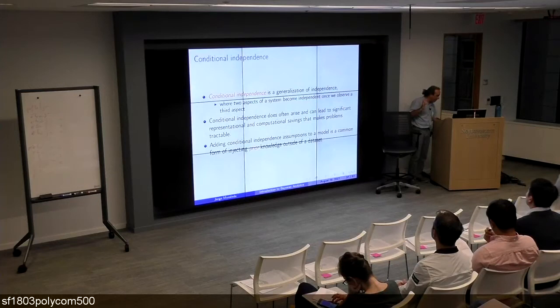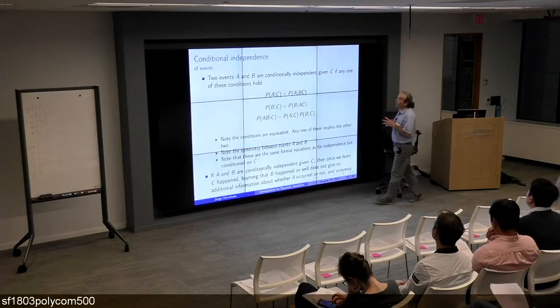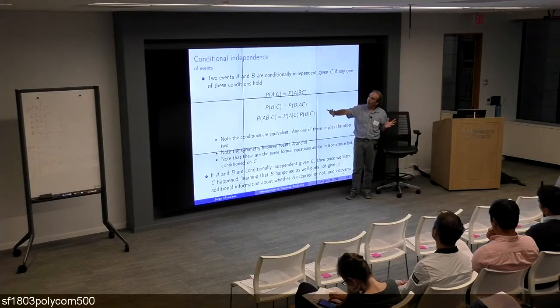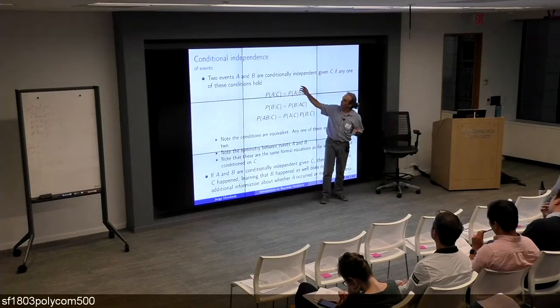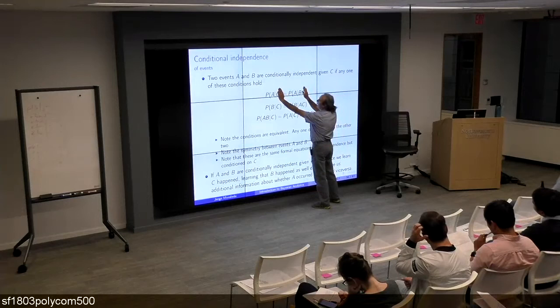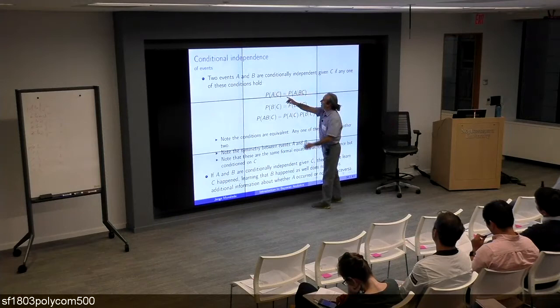This is the formula for conditional independence of events. If you notice, these are the same formulas that I had before, except that I have added a C to the right of the conditional symbol. So before, for full independence, I had A is independent of B if P of A equals P of A given B. A is independent of B given C if P of A given C is equal to P of A given B and C.